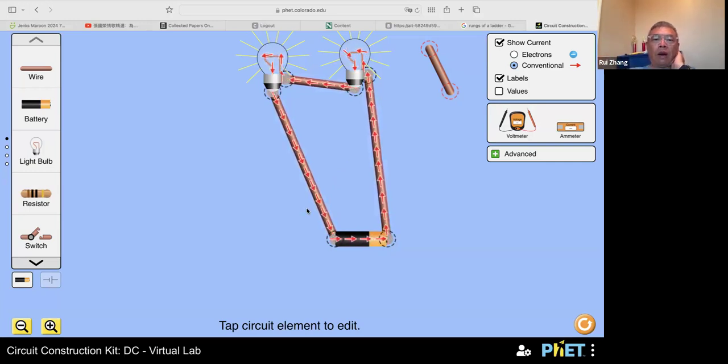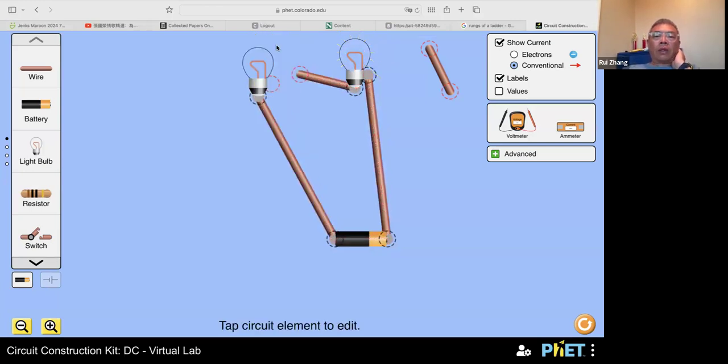When you have everything connected in series, as you can see from this circuit, there's only one way the current can go. It's always going this way, no other way around. So if you break anywhere in the circuit, your circuit is gone. There's no circuit anymore. That's what we mean by connection in series.